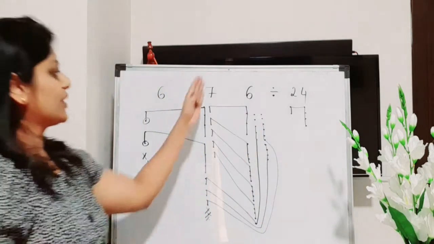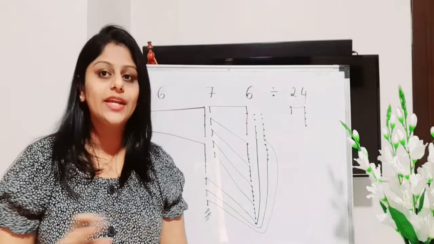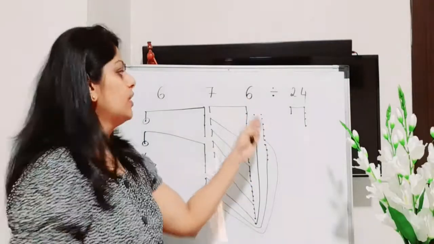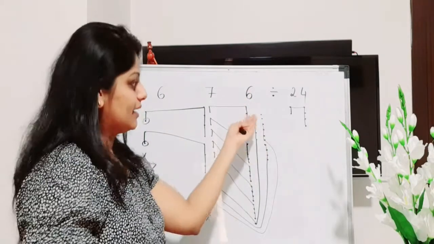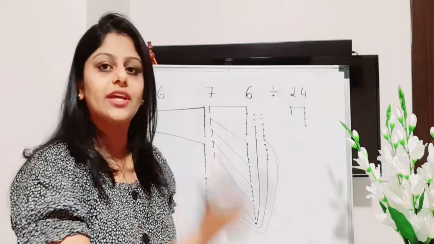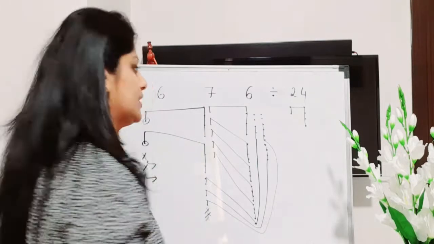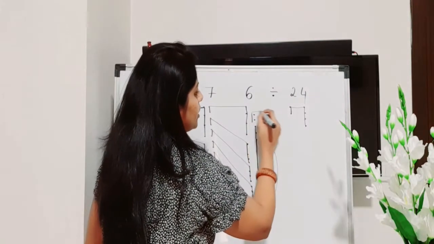Correct? So now you can see in the second column also all the dots have been completed. And now look, we have 4 dots remaining in the last column. But this is the last column. We don't have any other columns to be forwarded. Correct? So therefore we have how many dots remaining?